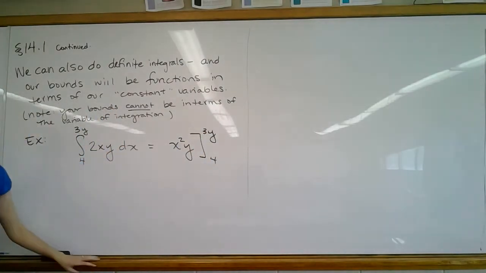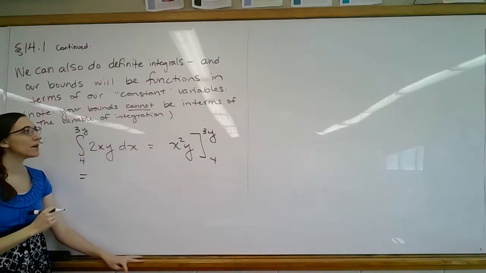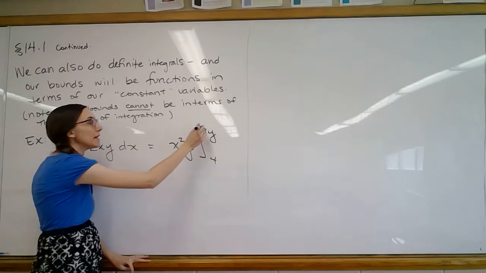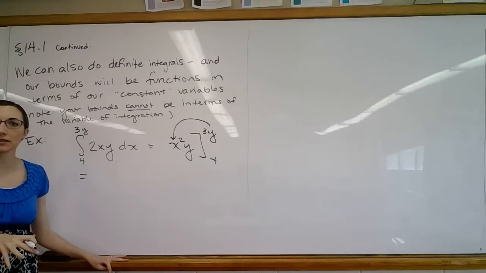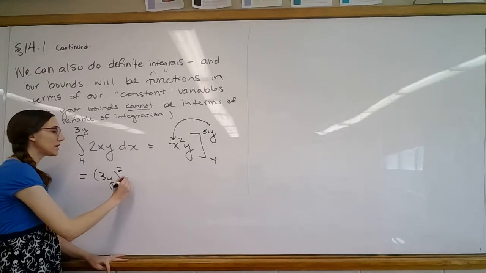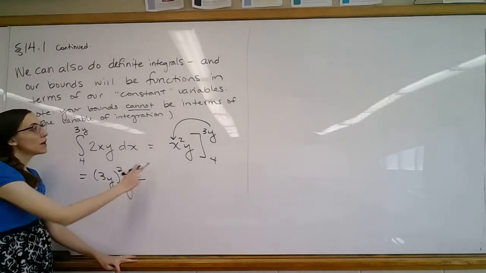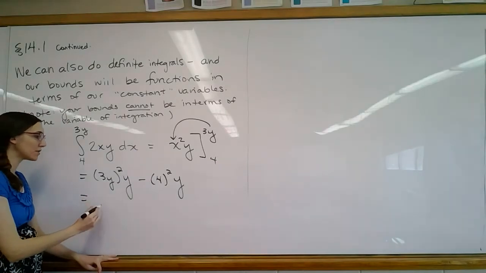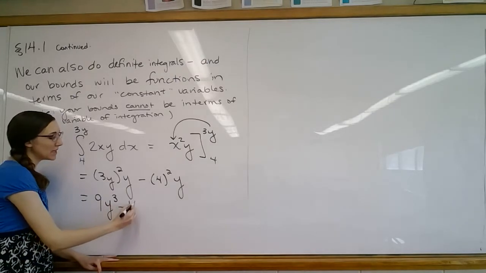When we evaluate this, remember we're going to plug in our bounds. So we plug in the top bound first. So I'm going to plug in 3y. Now notice we're plugging that into my variable of integration. We're plugging it into x, and everything else that's constant stays constant. So I really have (3y) squared times y, and then I'm going to subtract off the lower bound. So I'll subtract off 4 squared times y. Simplifying that, notice we're going to get 9 y squared times y, which is 9y cubed, and then minus 16y.